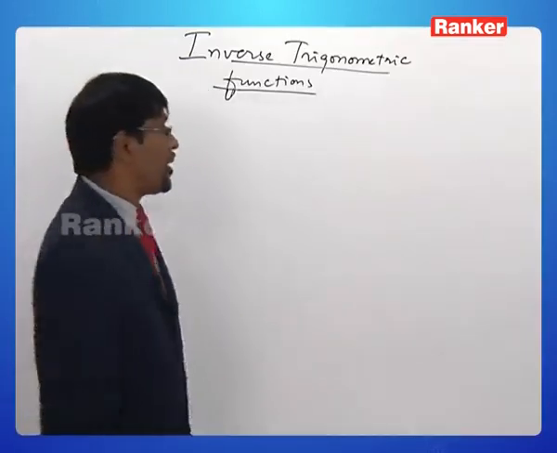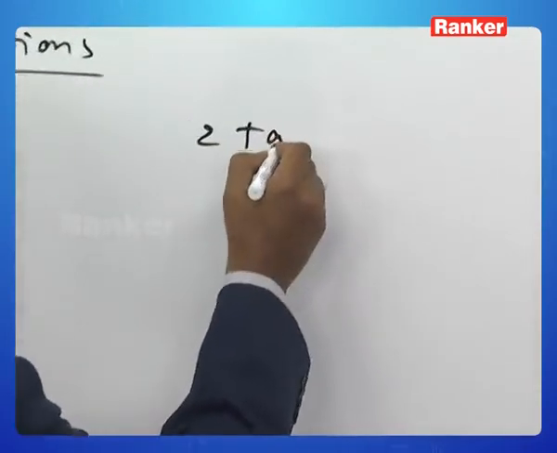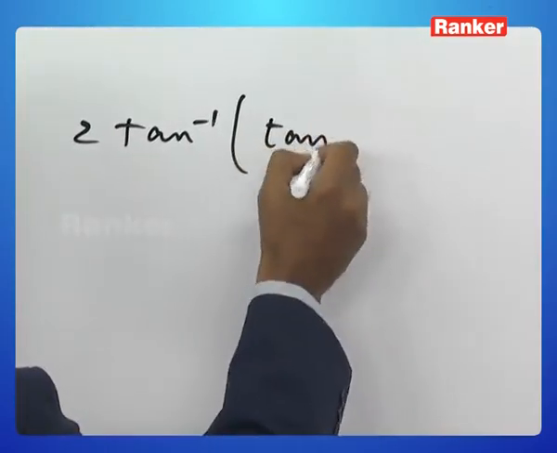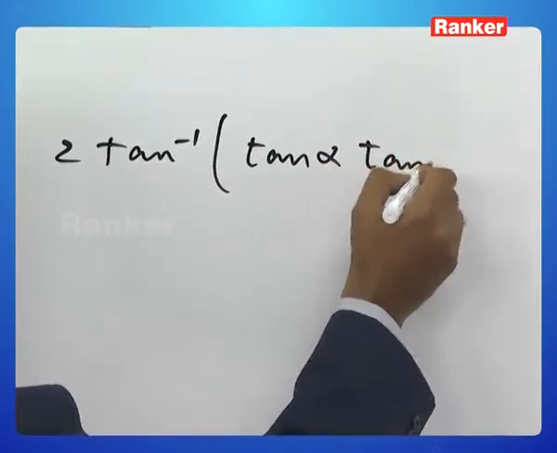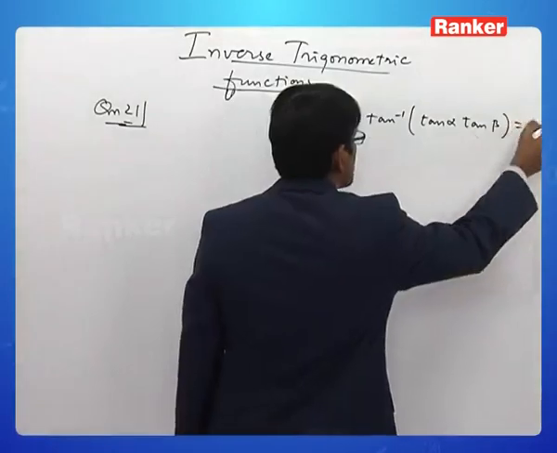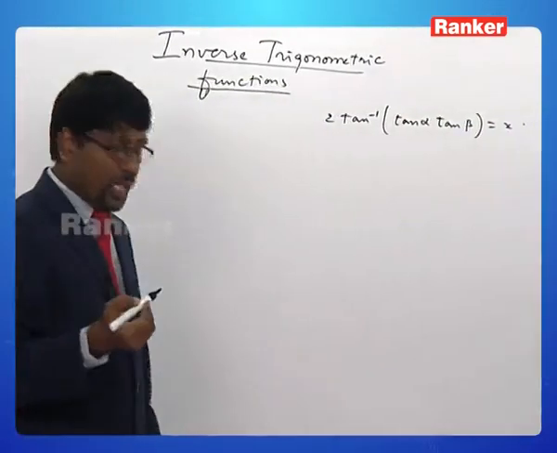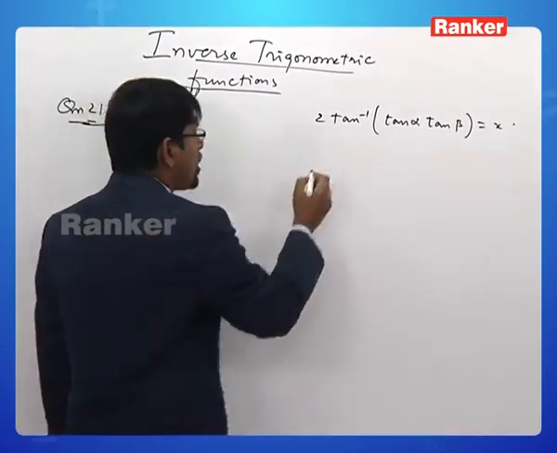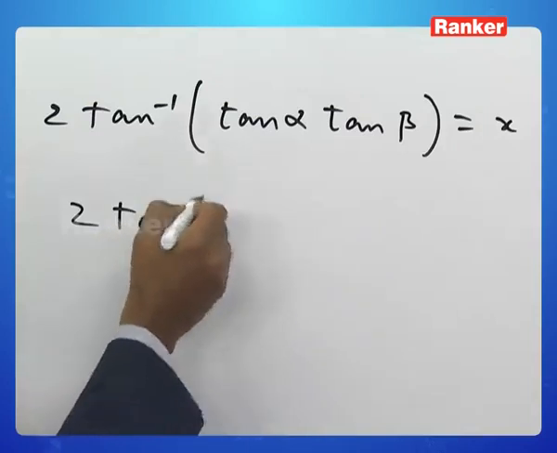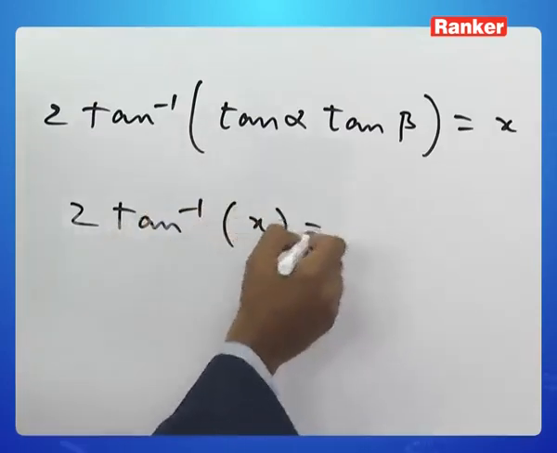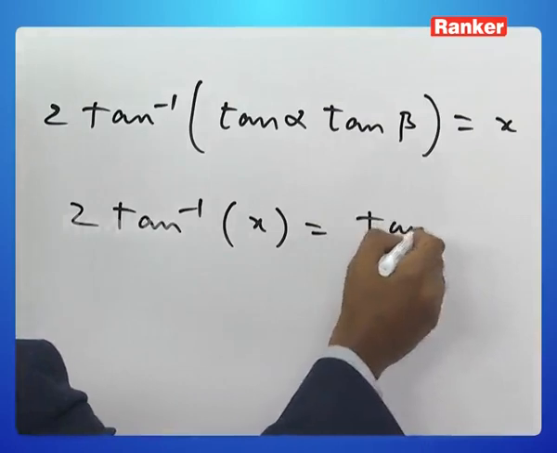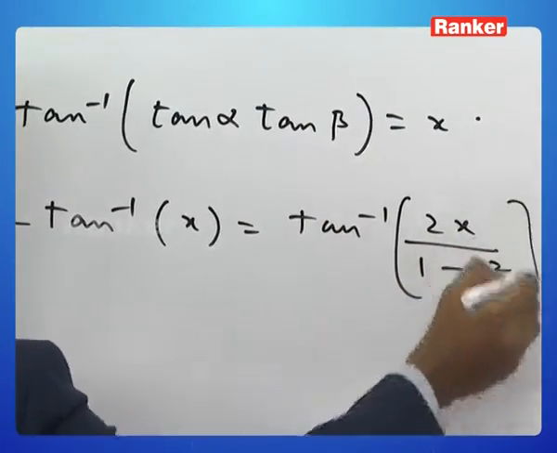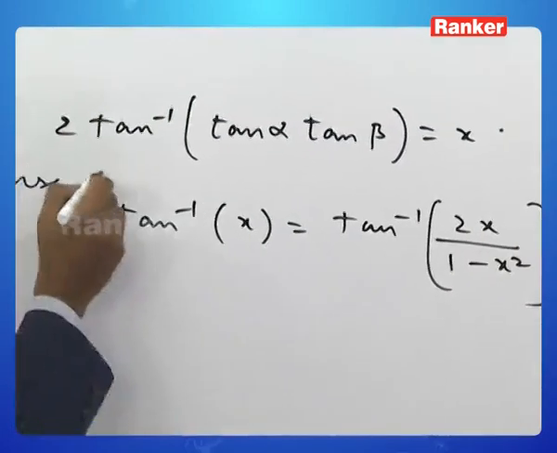So, let us have a look at this. 2 tan inverse of tan alpha into tan beta is equal to x. That x has to be again expressed in the form of tan inverse only. Now, let us use this formula: 2 tan inverse of some x is equal to tan inverse of 2x by 1 minus x square. We will use this formula.